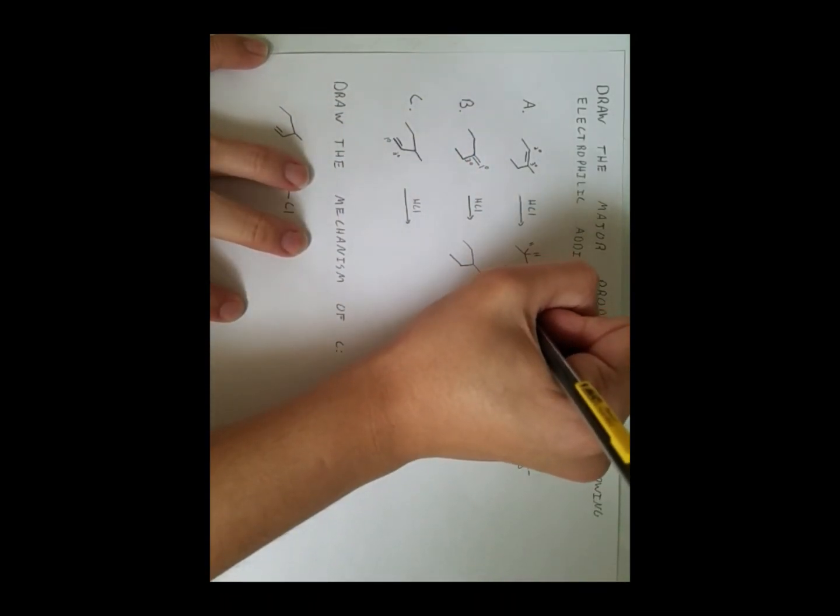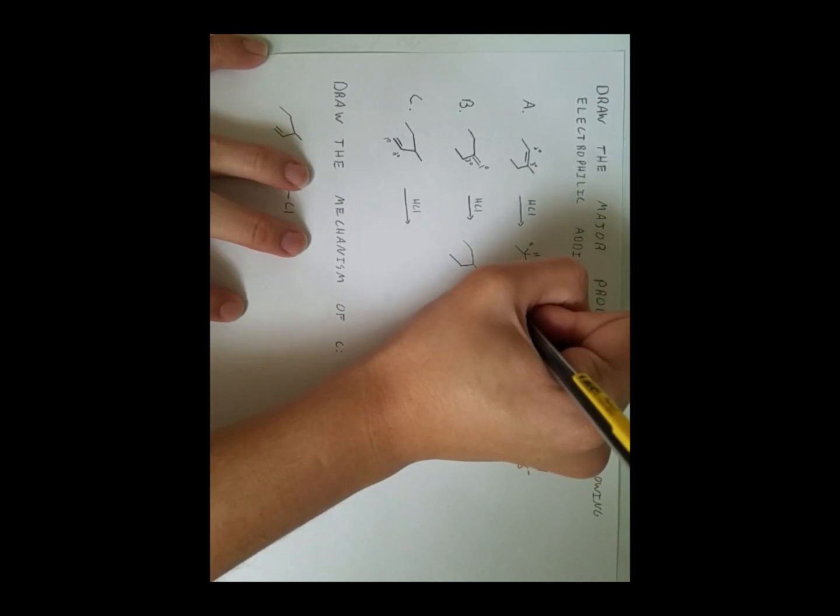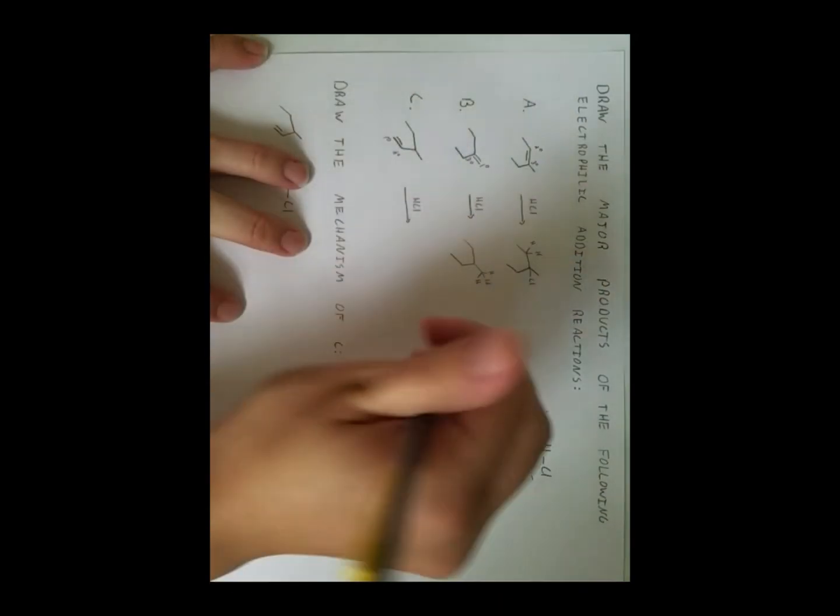So we will have 3 hydrogens off of that carbon there, and then the chlorine will add to the most substituted side, which is there. So we will have that. Now this third part, C, is a little trickier.